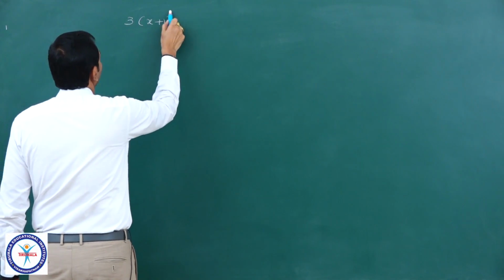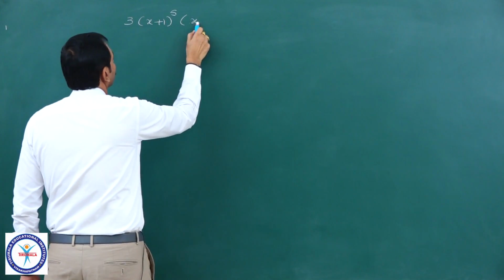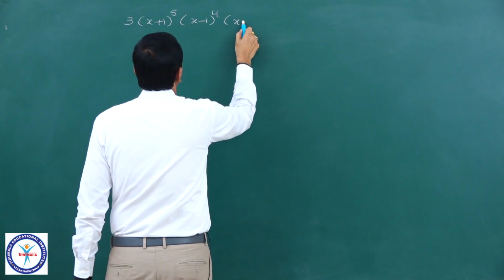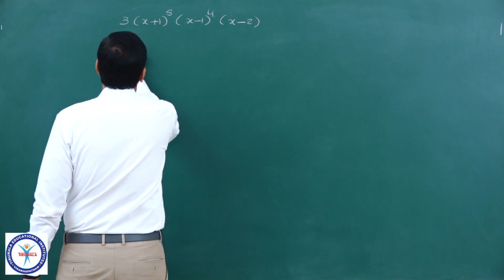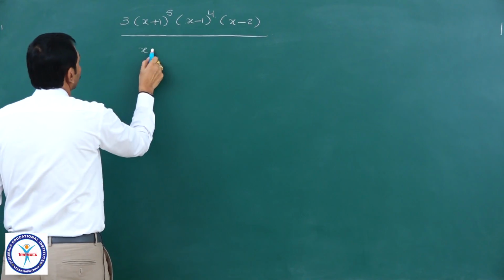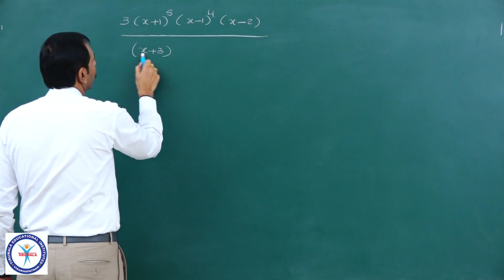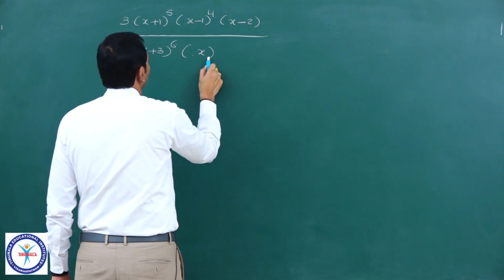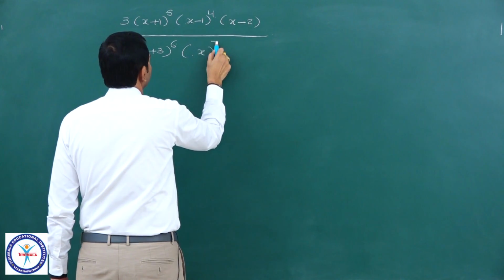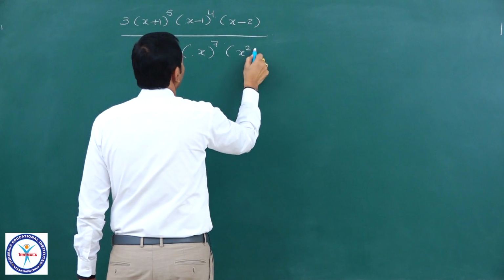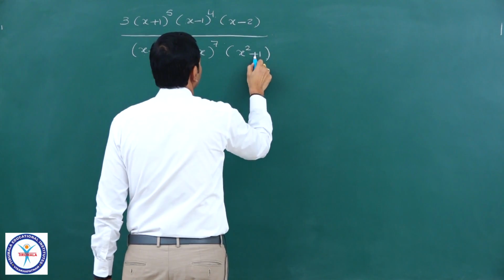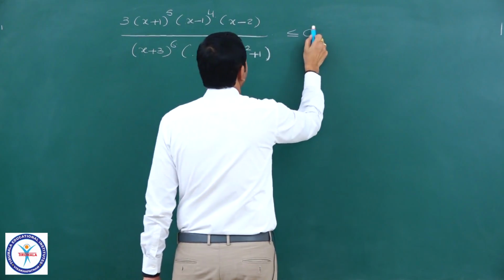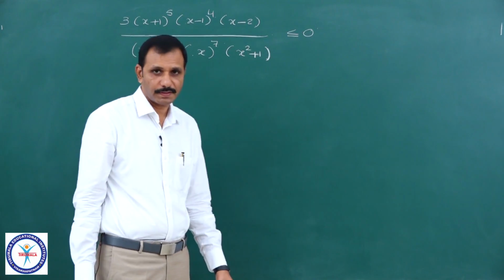(3x + 1)^5 (x − 1)^4 (x − 2) / ((x + 3)^6 x^7 (x² + 1)) ≤ 0. Observe this.